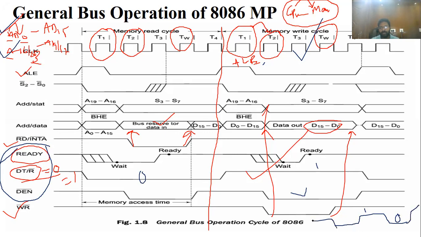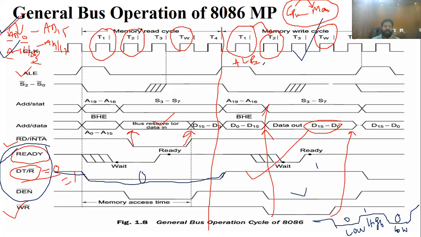Simple logic. Low is 0. This is low. This is high. High is 1. Low is 0. High is 1. Low. Simple. Similarly, you see this. This is the low. So that's why it is 0. Why is it 0?